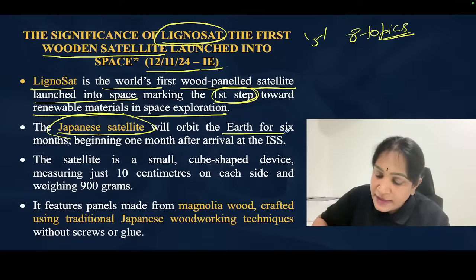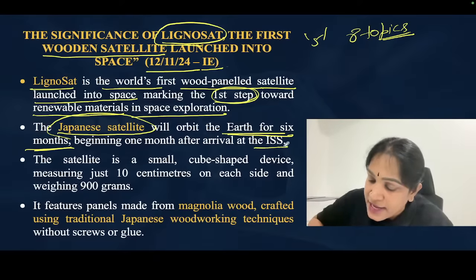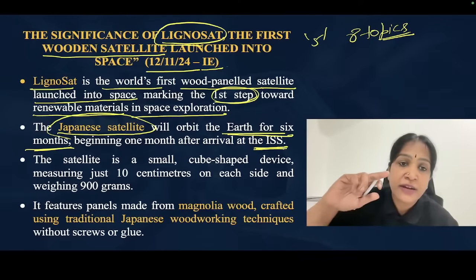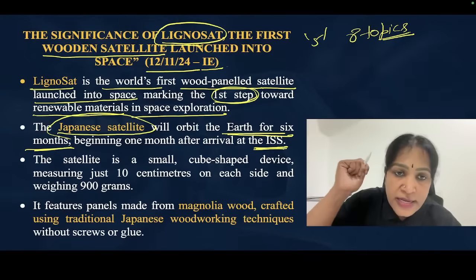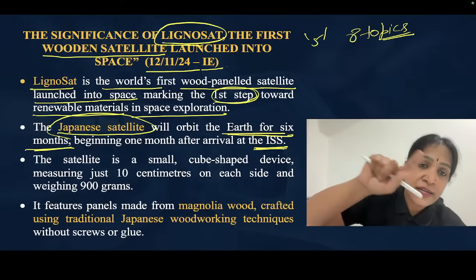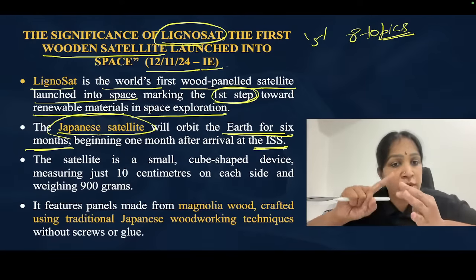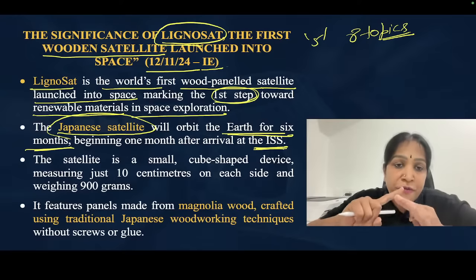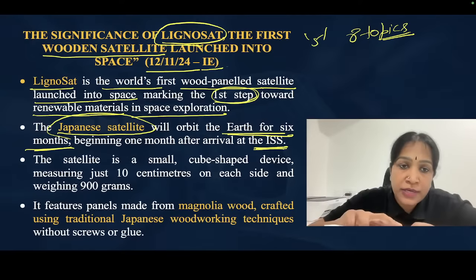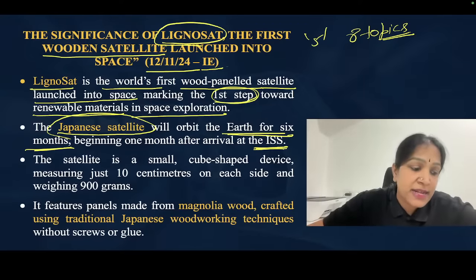It will orbit the Earth for 6 months, and it will be launched from the International Space Station. First, it will be launched from the Earth. Then it will reach the ISS. From the ISS, it will come out and orbit the Earth for approximately 6 months. At least it is expected to orbit for 6 months. Is it clear?